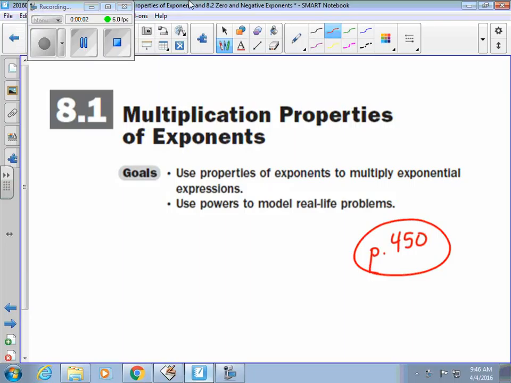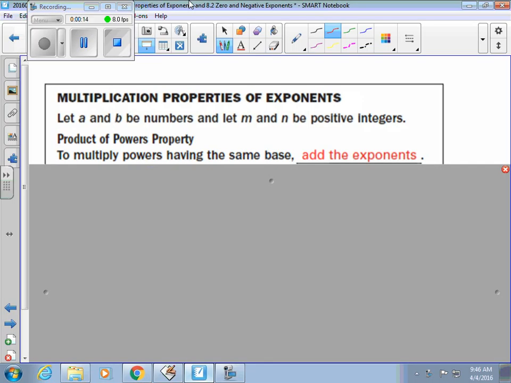This is Algebra 1, lesson 8.1, doing multiplication properties of exponents. We're using properties of exponents to multiply exponential expressions, and we're going to model them in real life problems, beginning on page 450 in your textbooks.